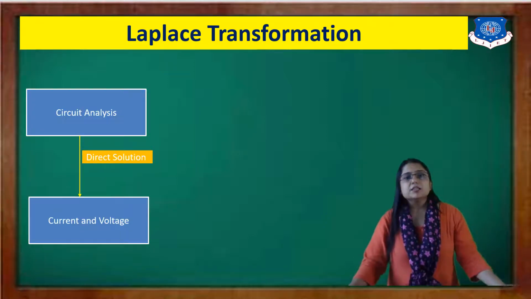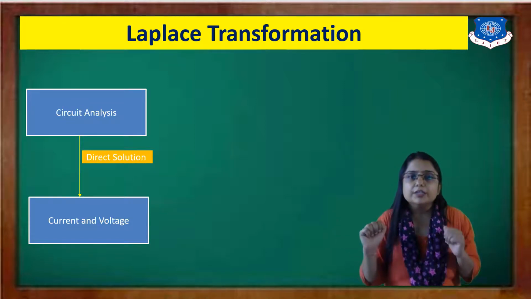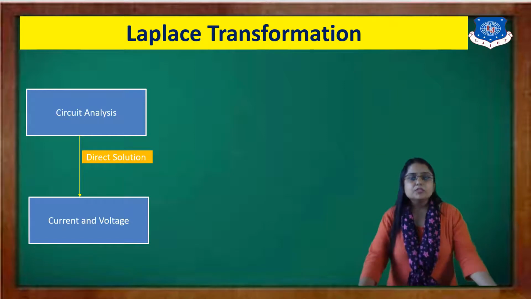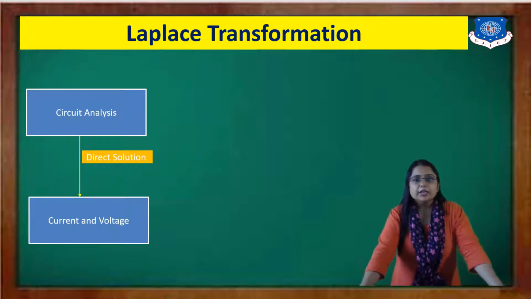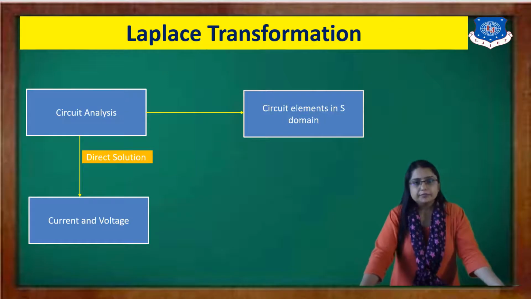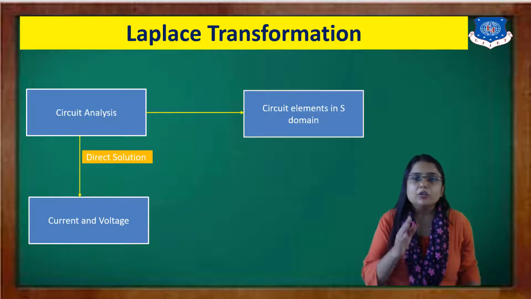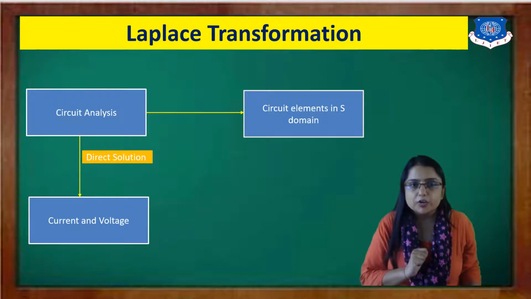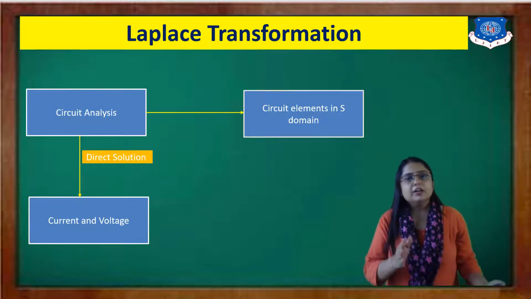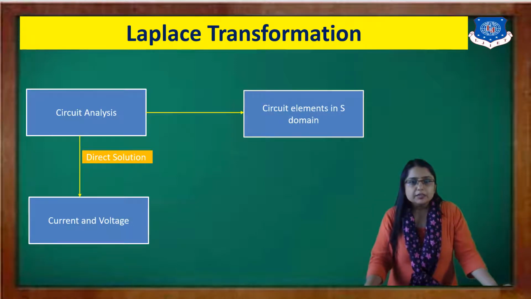That means first the circuit that is in the time domain, you have to convert into the frequency domain, because Laplace is a frequency domain analysis method. So you have to convert every element into the S domain. S is the frequency domain variable, because the value of S equals j omega. Then we convert the resistor, inductor and capacitor into the S domain.